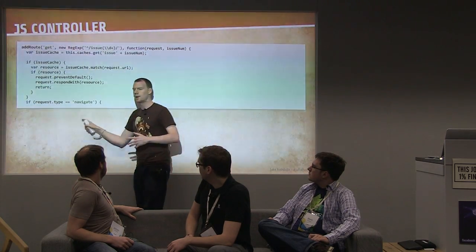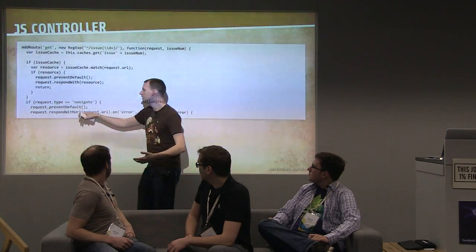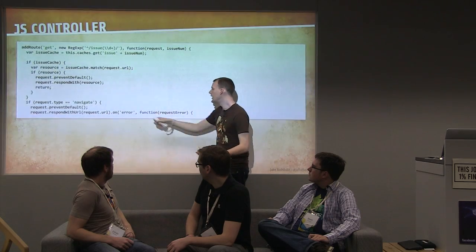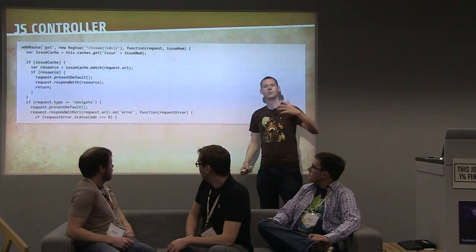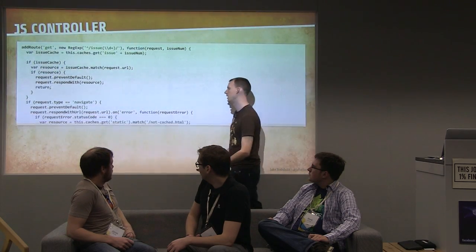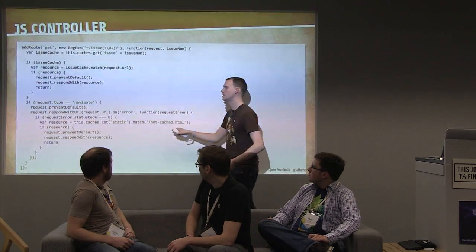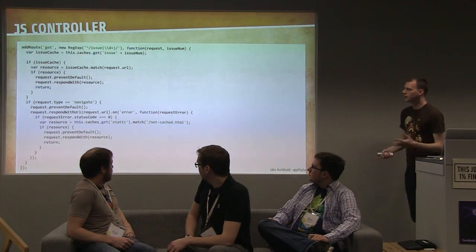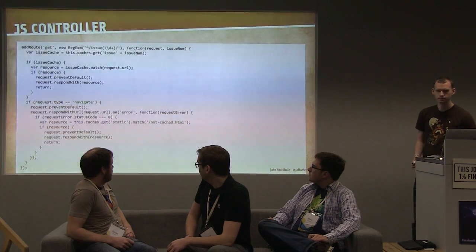Otherwise, if the request type is a navigate, as in someone is changing page, it's going to be a full reload, prevent the default, respond, try and fetch it from the network as normal, and if that fails and the status code was zero, which suggests a lack of network connection, then serve a thing from the cache saying, no, I'm afraid you don't have that issue cached, here's why. And that's something we can't do with AppCache now.